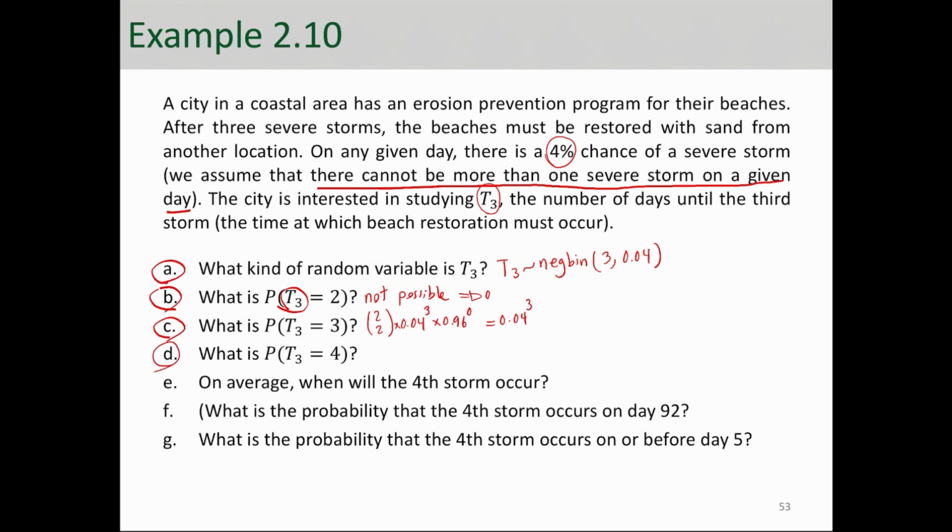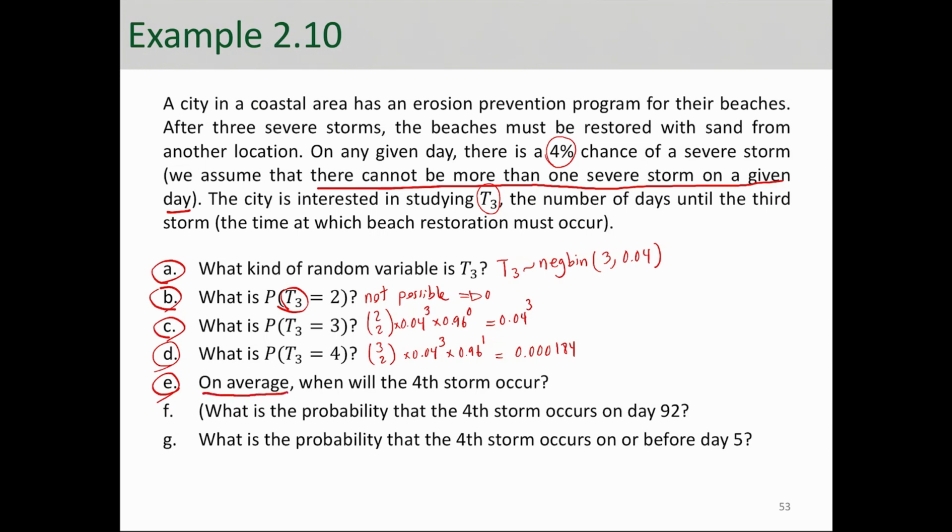What is the probability of T3 being equal to 4? Well, that means it takes 4 days to get to the third storm. And you again can follow the same formula and calculate that. In that case, it would be 3 choose 2 times 0.04 to 3 times 0.96 to 1. And probability of that is 0.000184. Very small.